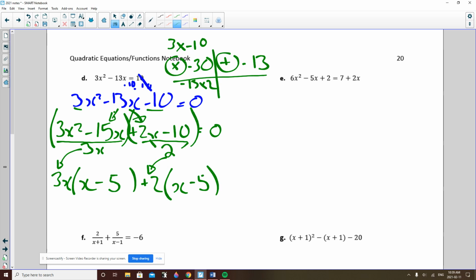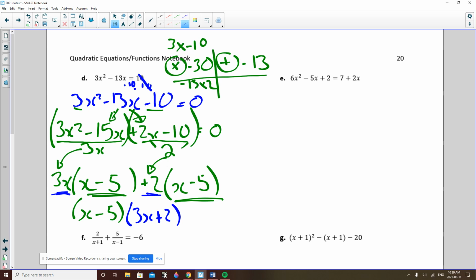And so if I want to write that all together, as my final set of factors, I know I'm on the right track because what's left in brackets is the same. That becomes one set of factors. And the other set of factors is from what's left in front. So 3x plus 2. Now I factored it, that's great.